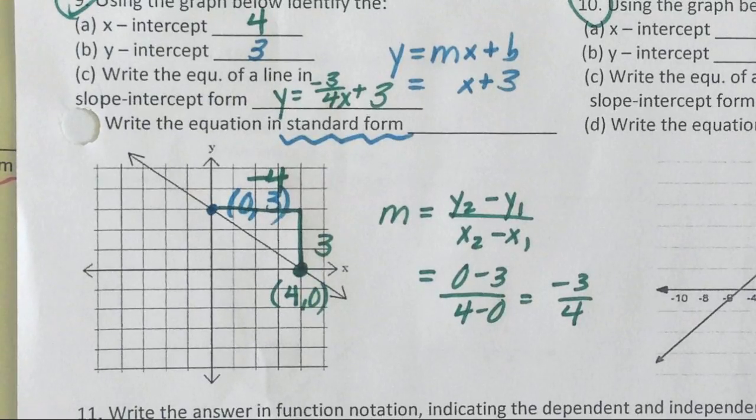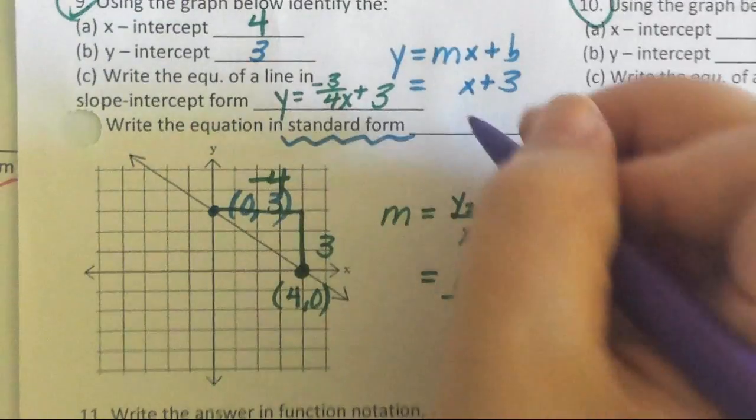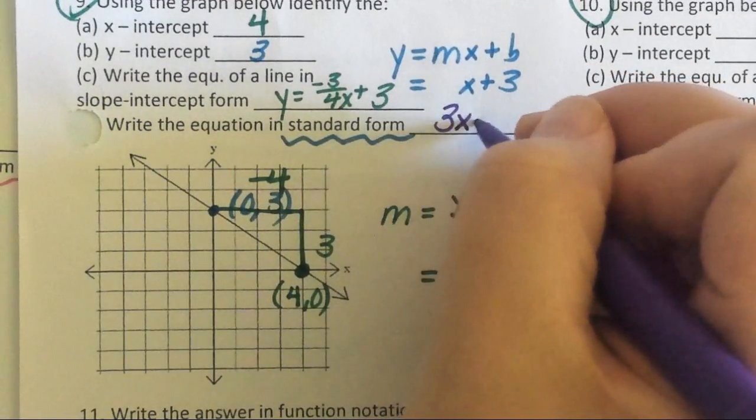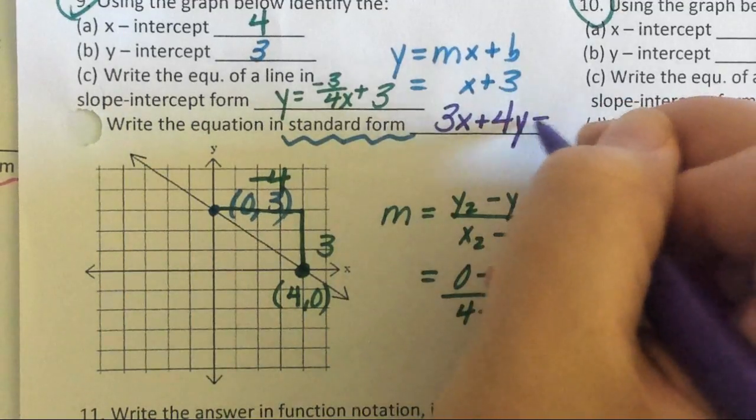And then I warned you about this yesterday, so surely to goodness someone has got it handled today. The last part of that problem says, write the equation in standard form. What is standard form? Yes, dear. The answer is 3x plus 4y equals 12. And you get 2 points for that.